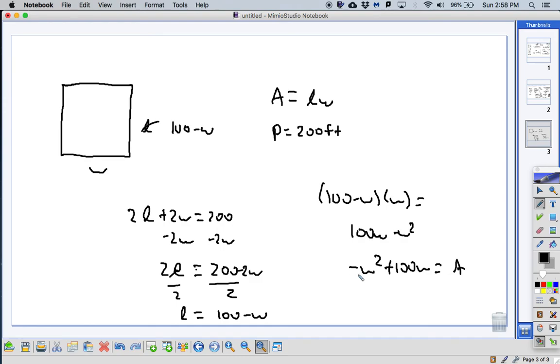Depending on what the question asks you, if they give you a total here, you could then solve. So let's say our total area is going to be, I don't know, I'm going to pick a random number here. Let's go with 200. So now you'd have negative W squared plus 100W is equal to 200. Negative W squared plus 100W minus 200 is equal to 0. And now you can solve it just like we've been solving with finding zeros.